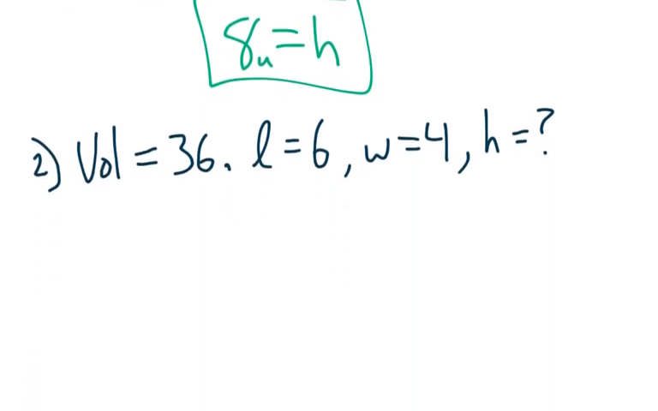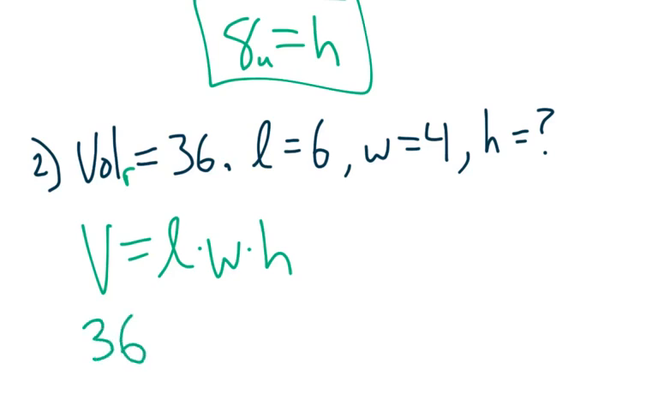Now, let's do another one, but this time we have a rectangular prism, and we're just given the numbers here. So volume, and let's just kind of put a little r there so we know it's a rectangular prism. All right, this one's going to be a fun one. So again, volume is equal to length times width times height. Plug in what we have. So we have 36 is equal to 6 times 4 times h.